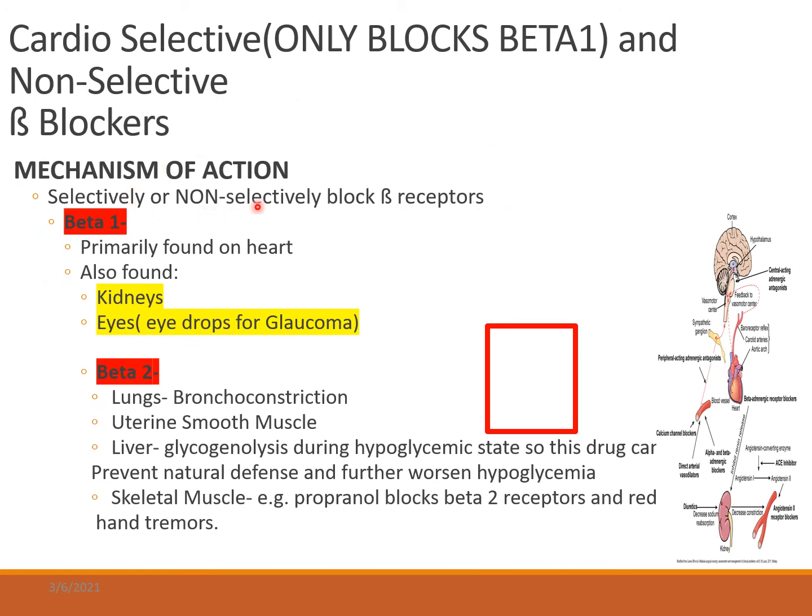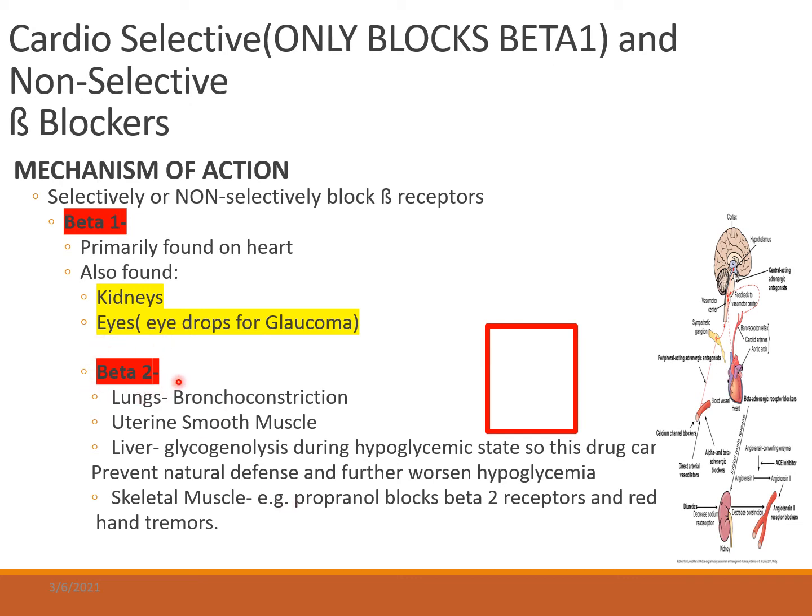Now we're going to mechanism of action. Now beta 1 receptors. The selective beta blockers are cardioselective, that is, they act only on the beta 1 receptors. Where are these beta 1 receptors found? On the heart, two kidneys, and two eyes.